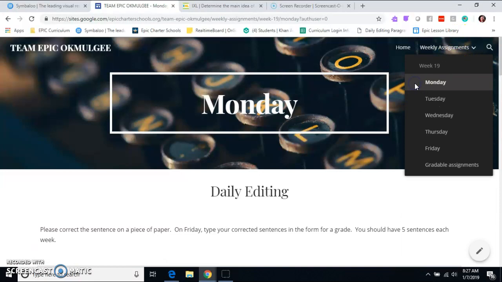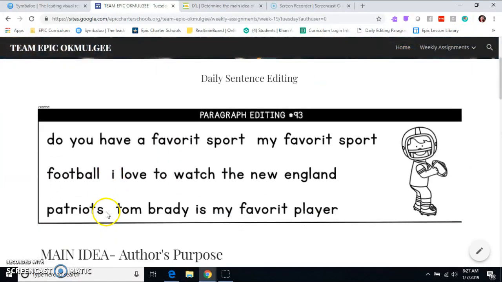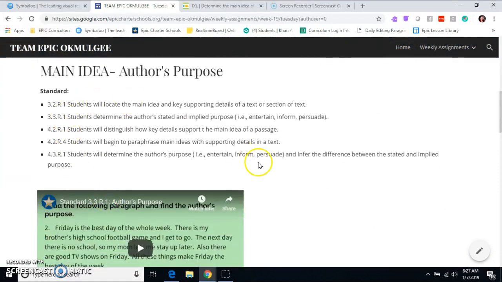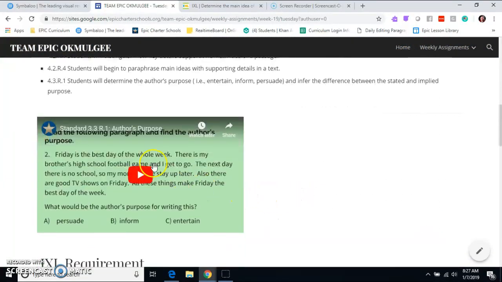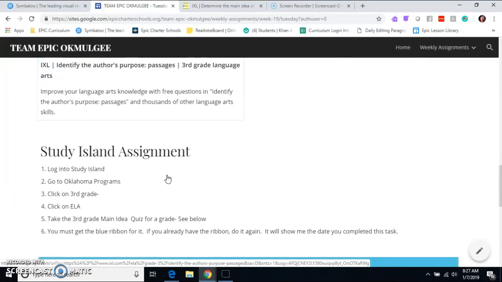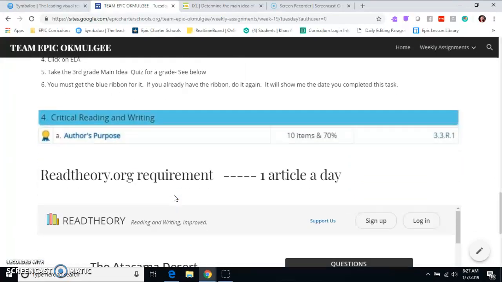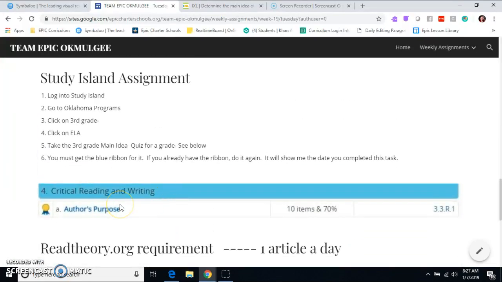So then tomorrow you will go to Tuesday and you will do the same thing. Your daily sentence editing. Here's what you're learning about. Here is a video to teach you about it. Here's a different IXL and a different required Study Island. Now on this day, we're learning about author's purpose.